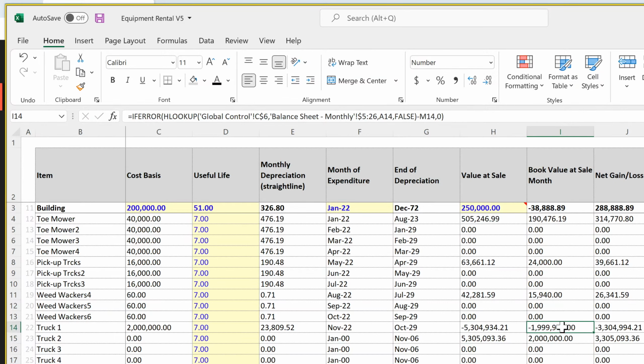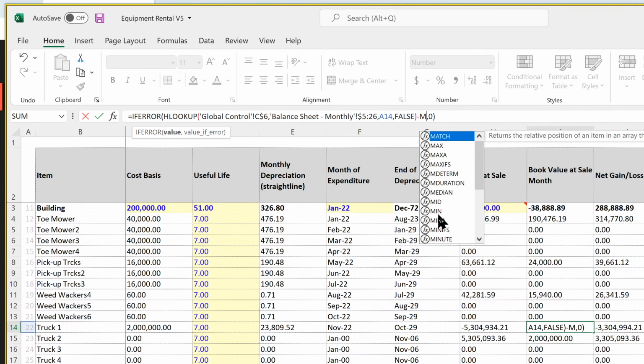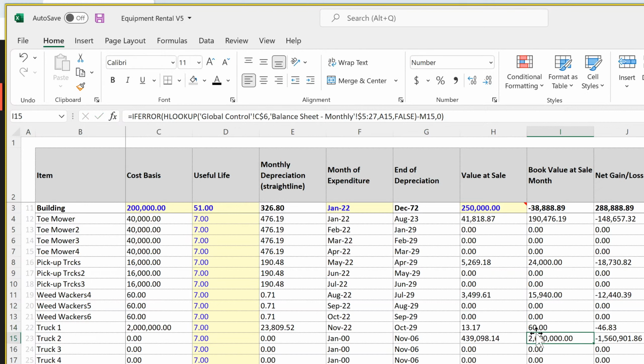Now here's where we're getting an issue. What is the value before we subtract out this 60? Okay, so this is all off by 1. Hold on, this is off by 1.